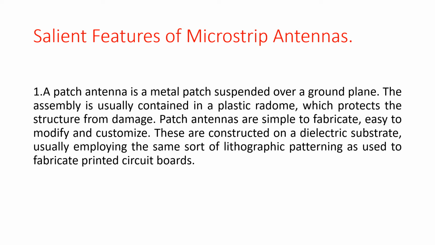So what are the salient features of microstrip antennas? From the diagram you can make out that a patch antenna basically has a metal patch suspended over the ground plane. Usually this assembly will be mounted on a plastic radome. Radome is like a plastic container which protects the structure from damage. Usually these patch antennas are simple to fabricate and easy to customize. Some lithographic patterning is used to fabricate the printed circuit boards onto the dielectric substrate.